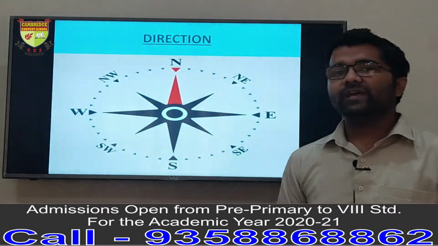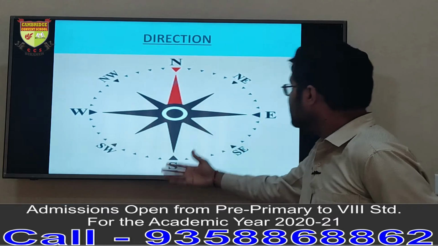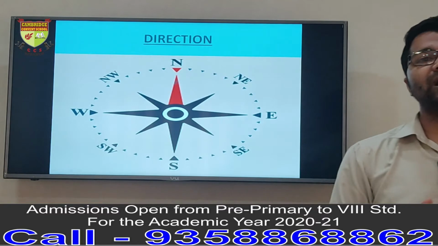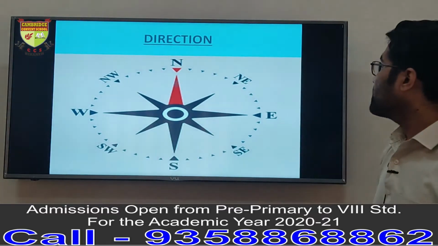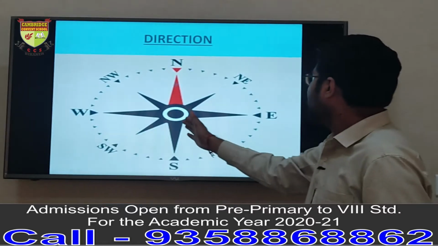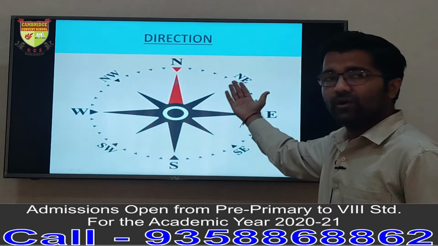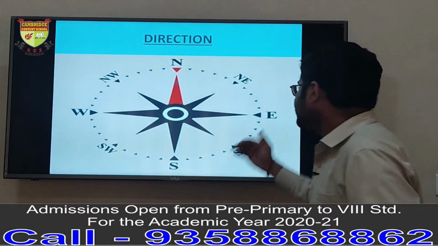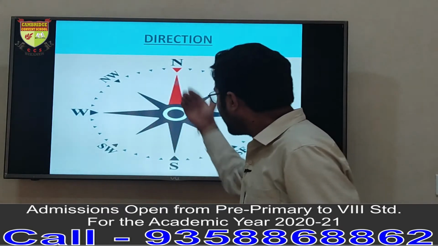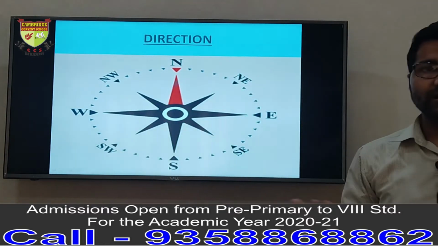As you know, there are four main directions. Number one is north, second is south, then east and then west. These directions are called cardinal directions, and we always decide other directions with reference to the north line. And as you can see, the intermediate point between north and east is called northeast, between south and east is called southeast, between north and west is called northwest, and between south and west is called southwest. These are called intermediate points.